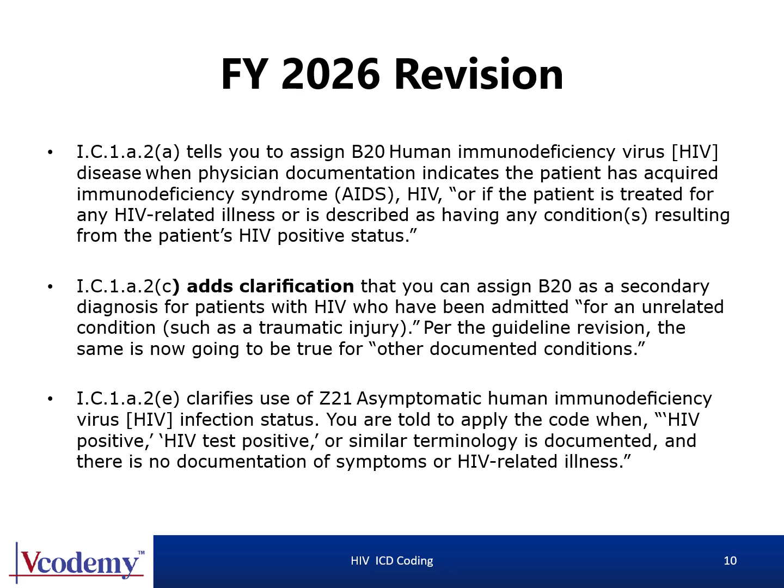And H, that is chapter 1A to H, tells you to assign O98.7 human immunodeficiency virus HIV disease complicating pregnancy, childbirth and the puerperium only when a patient presents during pregnancy, childbirth or the puerperium with documented symptomatic HIV disease or an HIV related illness. Also assign Z21 for pregnant patients, patients giving birth, and for patients during the puerperium who are either HIV positive and or who have documented asymptomatic HIV.